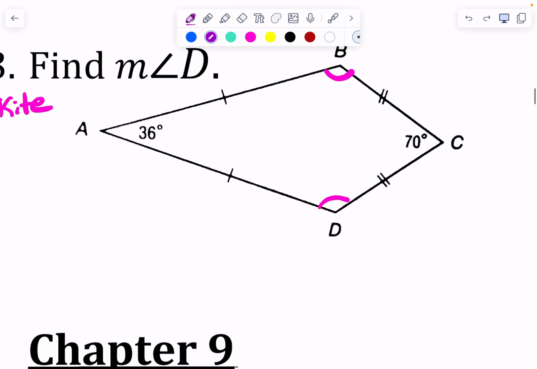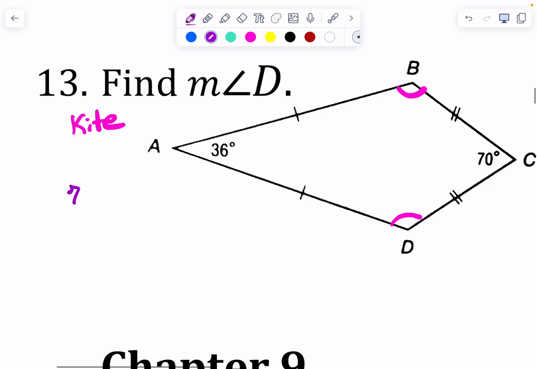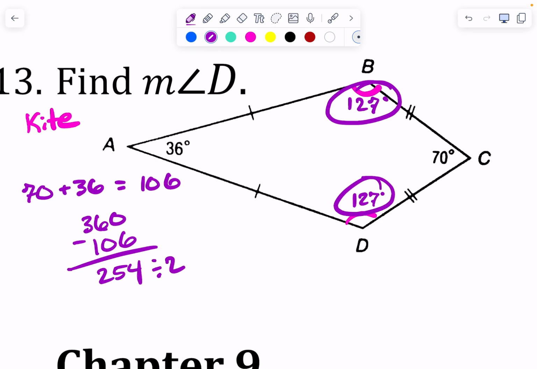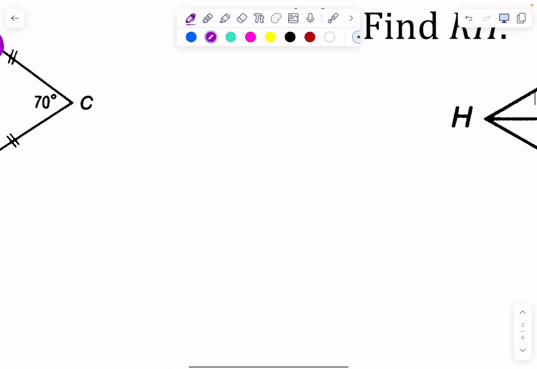What did you say? 70 plus 36. 70 plus 36 is 106. 360 minus 106. 360 minus 106 is 254. So that means that, divided by 2, because they're both the same. 127. So 127 and 127. That's what those guys are. Yeah, nice job, Liv. So angle D is 127, same as angle B. Very good, very good. Okay, 14.